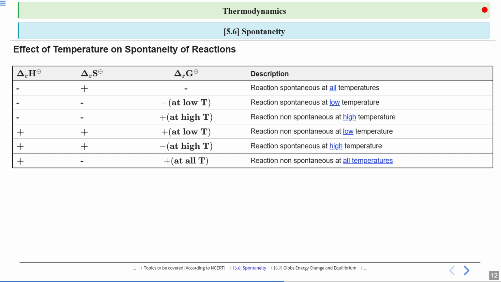Again, I am telling it again and again: just try to get these points with the help of an example. Or you can take values, try to increase the temperature, keep different negative and positive values, and try to deduce whether these results are true or not. So I'm leaving this task up to you.